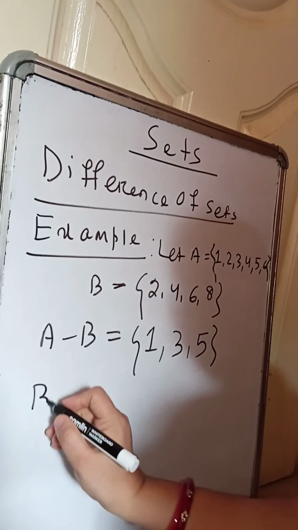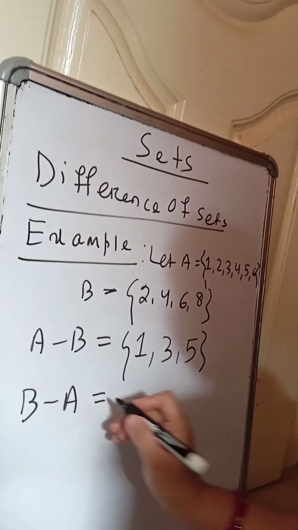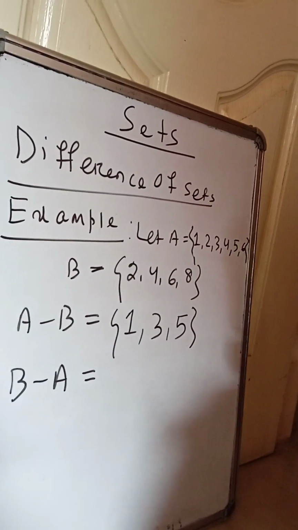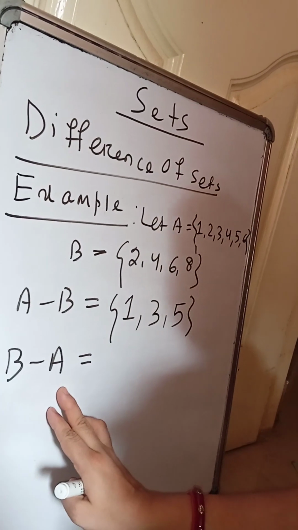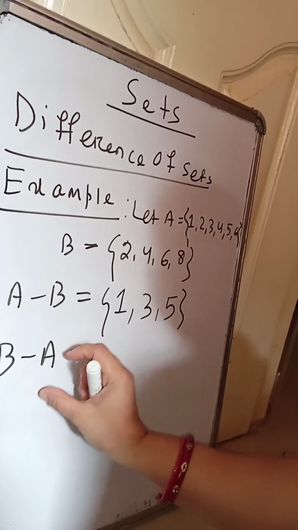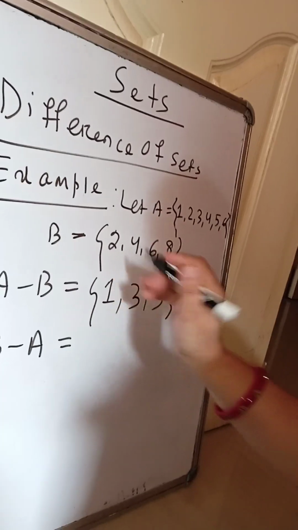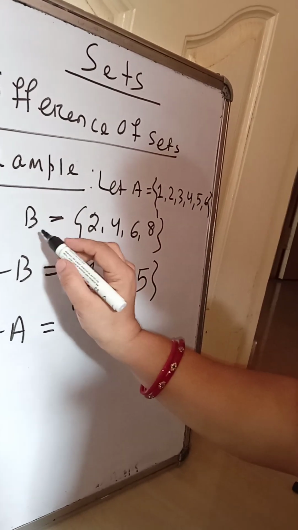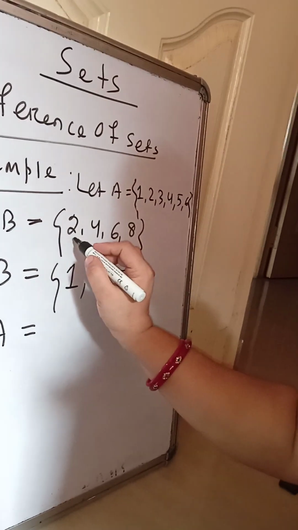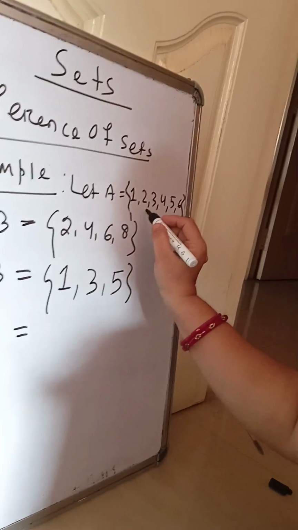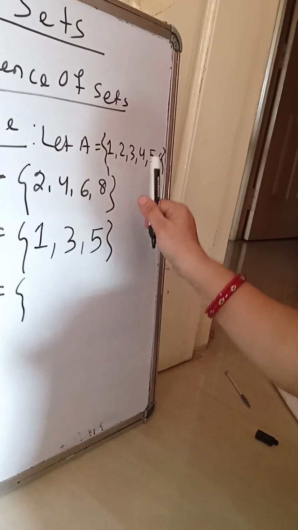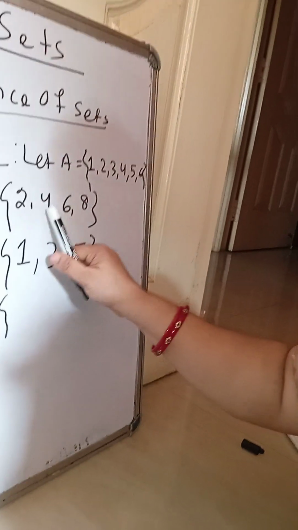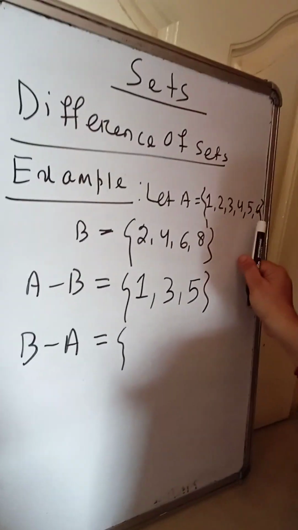Next, if you want to find B minus A, as per our definition, what is B minus A? B minus A is the set of elements of B not in A, meaning we will exclude the elements of A from our set B. So first check B minus A. In set B, the first element is 2. Is 2 present in A? So we will not write it in set B minus A. Then 4. 4 is present in A also. So 4 will not be written in the B minus A set. 6 is present in B, 6 is also present in A.